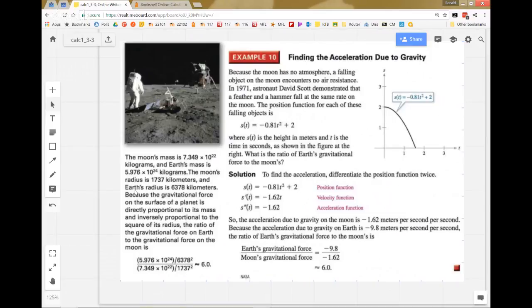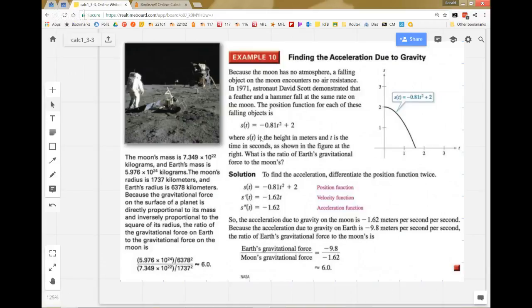Because the moon has no atmosphere, a falling object on the moon encounters no air resistance. In 1971, astronaut David Scott, and I could show you that, I actually have that video, but anyway, he drops a hammer in one hand and a feather on the surface of the moon, and they fall at the same rate and they land at the same time. So weight has nothing to do with it, is what he's demonstrating. A feather and a hammer fall at the same rate on the moon.